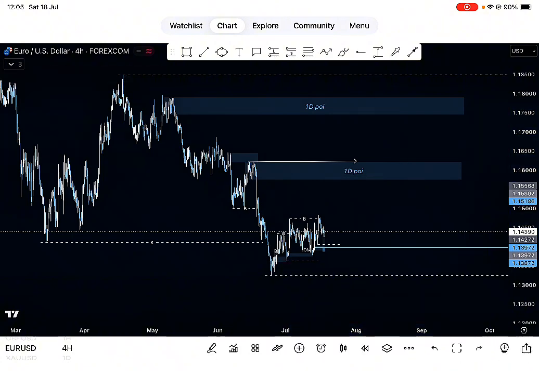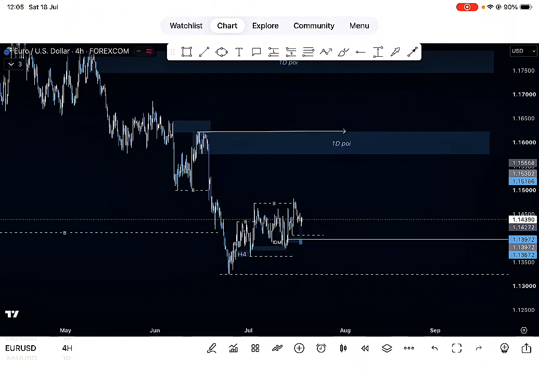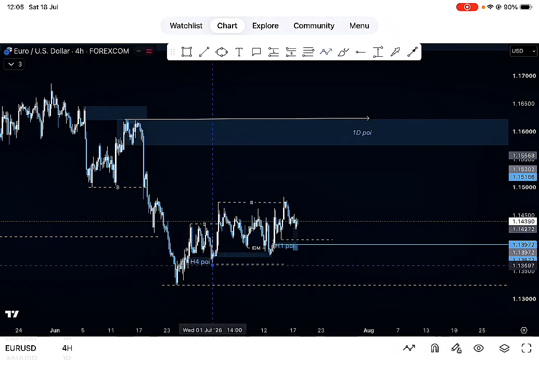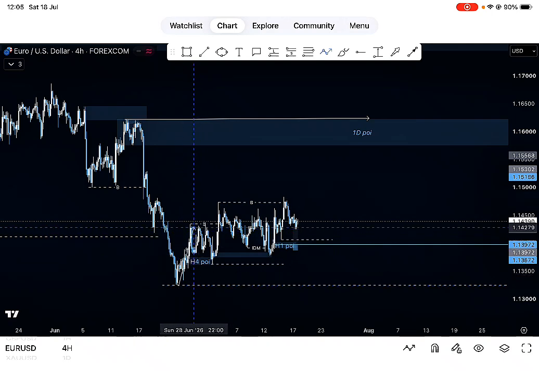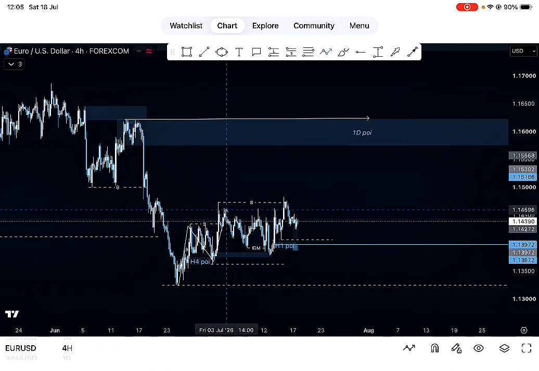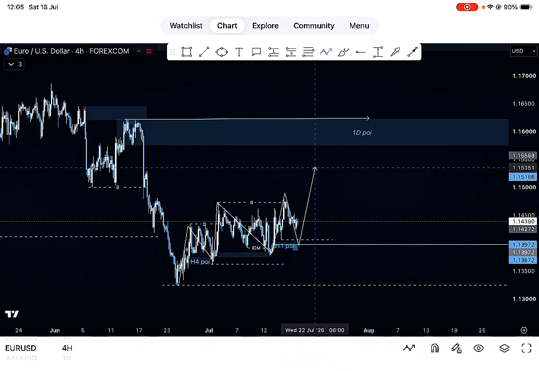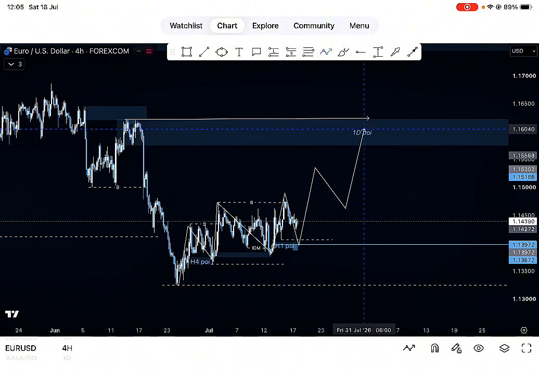So what we are expecting from the internal structure of this 4H now will be for price to give us low, high, low, high, low, high. We continue till we get to this place. And if we finally get to this daily POI, then we're expecting a reaction.